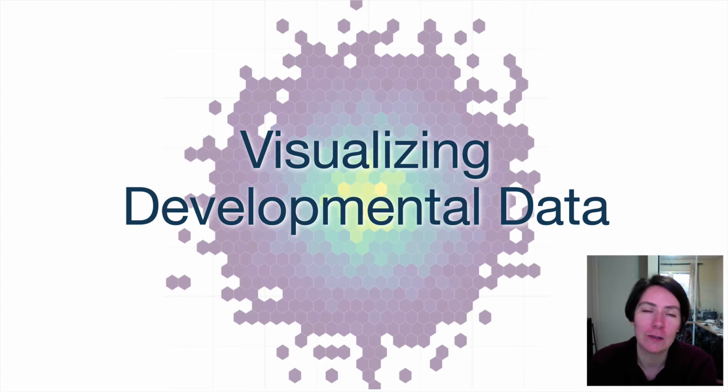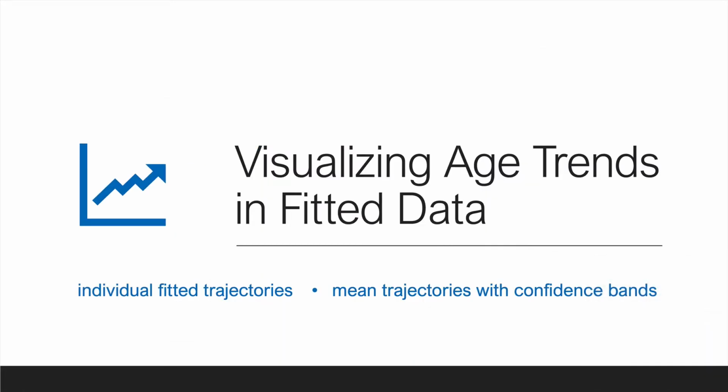In this section, we're going to work on visualizing age trends in fitted data. Plotting fitted data is normally what we think of when we are planning to plot the results of our model. So I've got two kinds of plots I want to go over. First are fitted trajectories that we would obtain for individual participants in a sample. And this is a version of the spaghetti plot we saw in the first video, but we're working with fitted data instead of raw data.